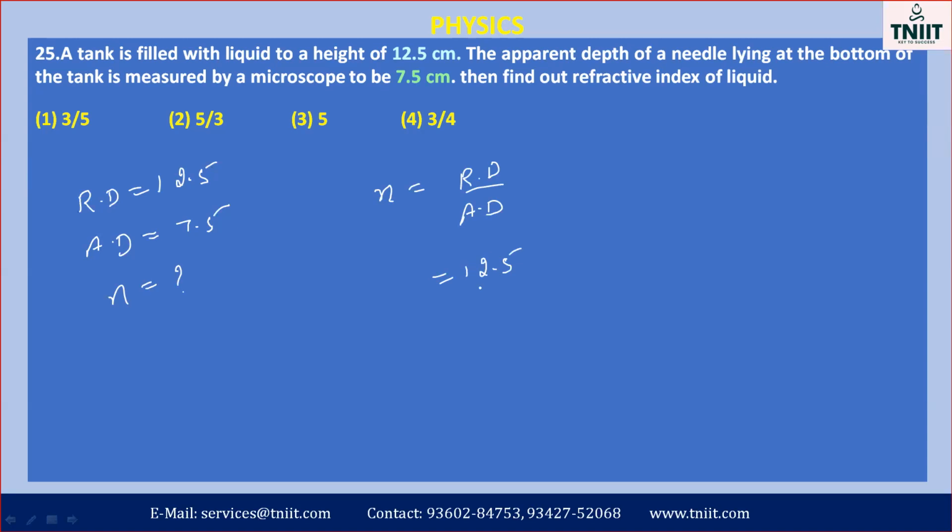So 12.5 divided by 7.5. So it is almost 5 by 3. It is 2.55, or 2.53, no, 5 by 3. So option 2 is the right answer. Basic question. Refractive index is equal to real depth by apparent depth.